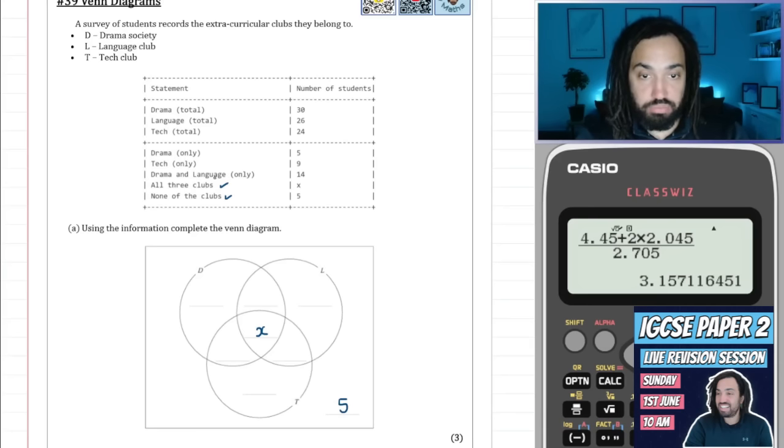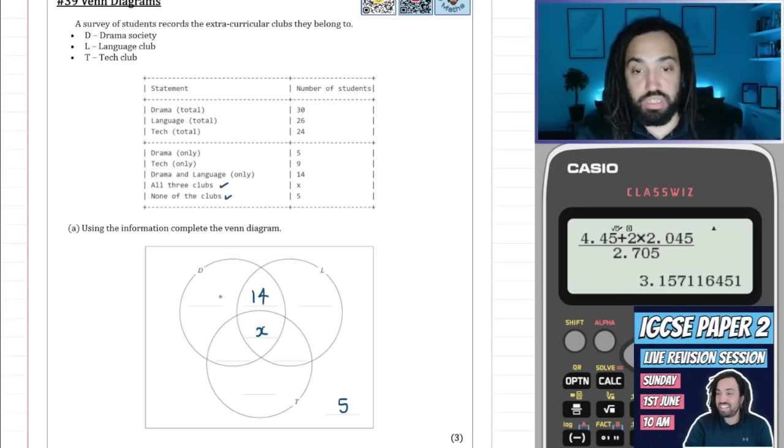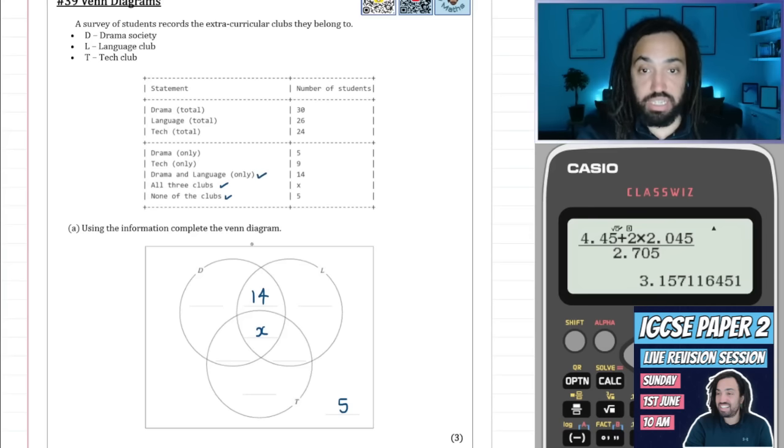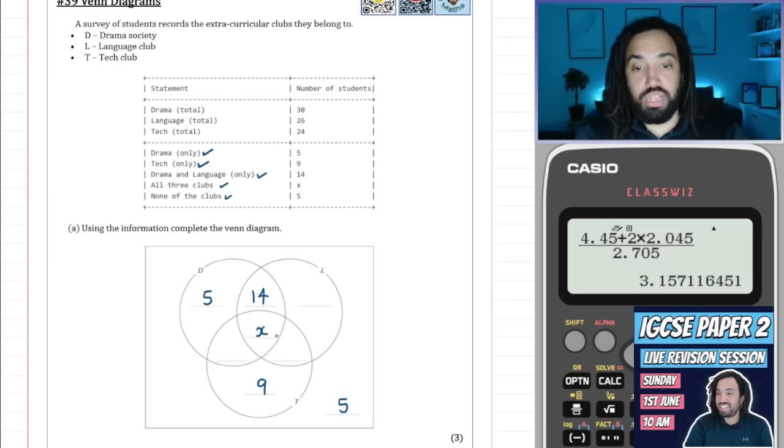Okay, so next, drama and language only. So drama and language only goes in here because these are the people that do drama and language and they don't do tech. And that specifically says there's 14 in there. Tech only is 9, so that is this region here, that's tech only. And drama only over here is 5. Okay.